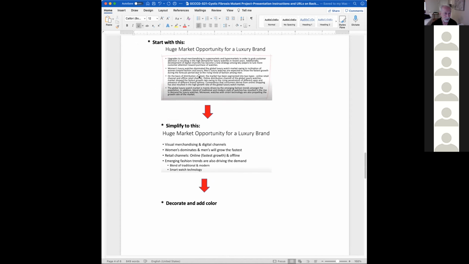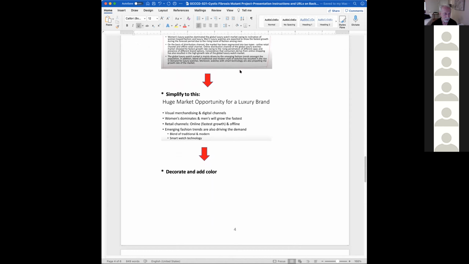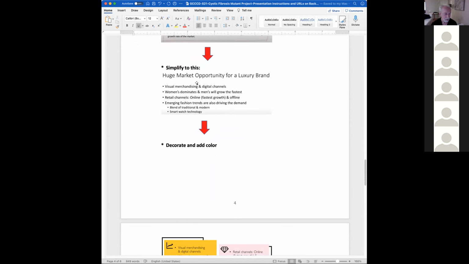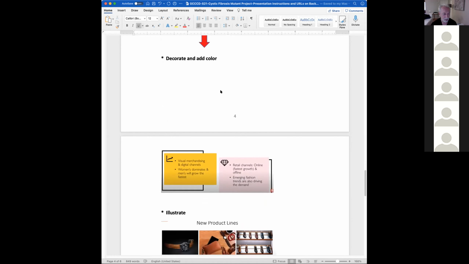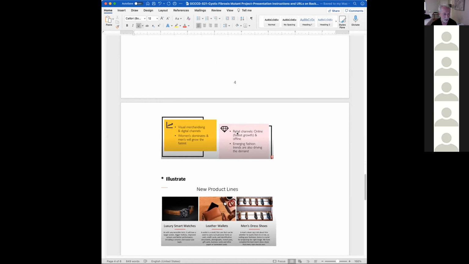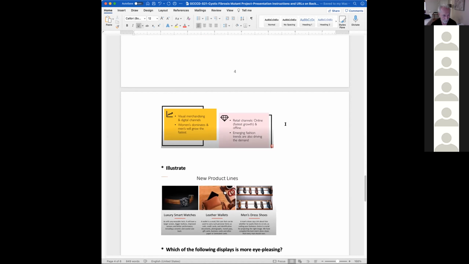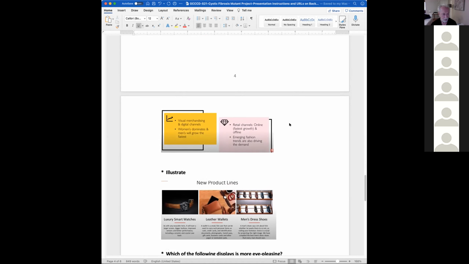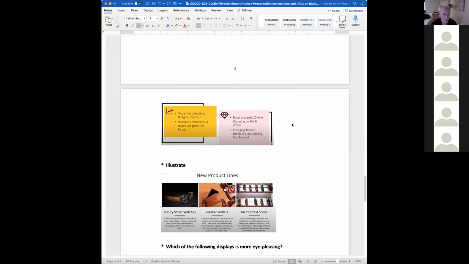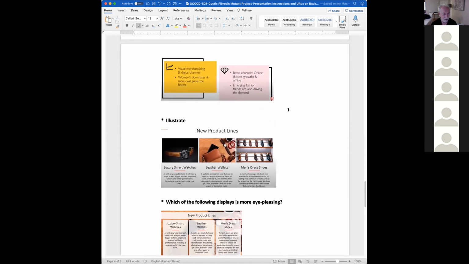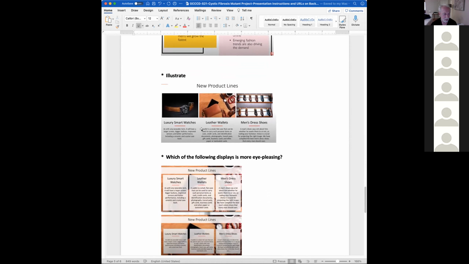So here's an example of a marketing strategy. Huge market opportunity. It's written out in sentences. Well, that can all be simplified down to just a few bullet points. And then if you want to make it more simple and more eye-pleasing, those bullet points can be boiled down to a slide like this. So it's an example of how you can use color and add decorations to make your slides more readable. You can illustrate your points. So for example, here, luxury smart watches, show a picture of a watch. Wallets, show pictures of wallets, and shoes.